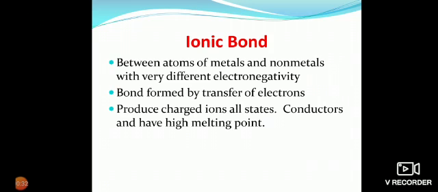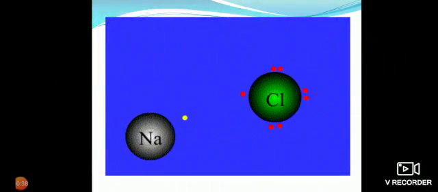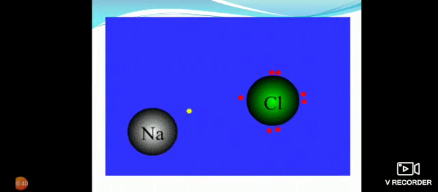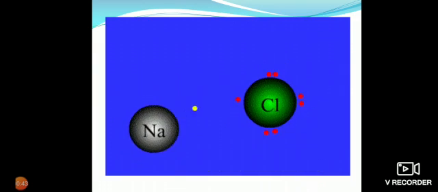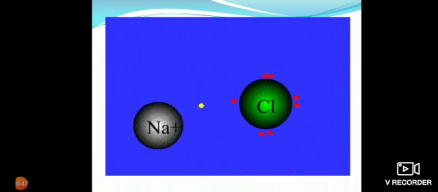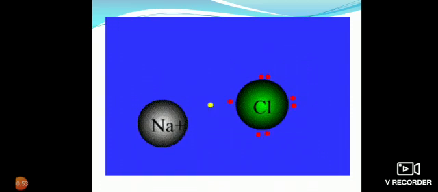They are conductors and have high melting points. For example, sodium chloride, calcium chloride, potassium oxide, magnesium oxide. All these are examples of ionic bonds. You can see in a figure the electrostatic force of attraction between the ions for formation of ionic bond.